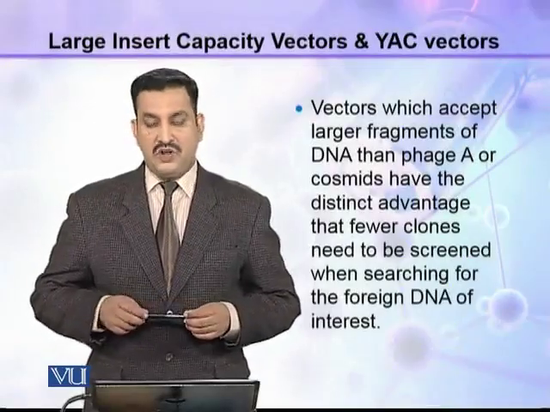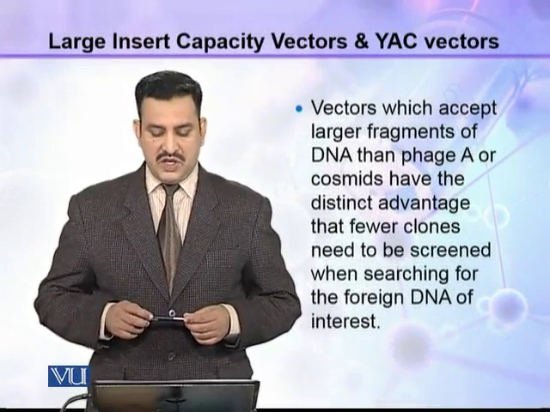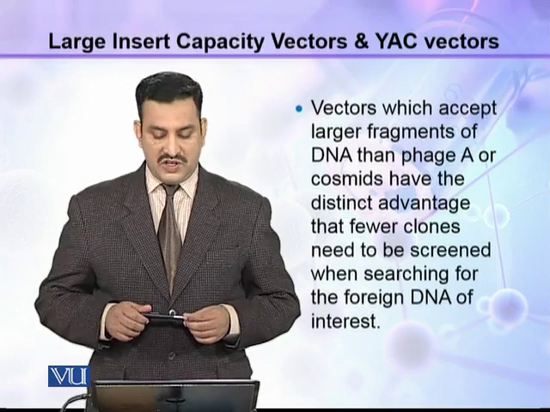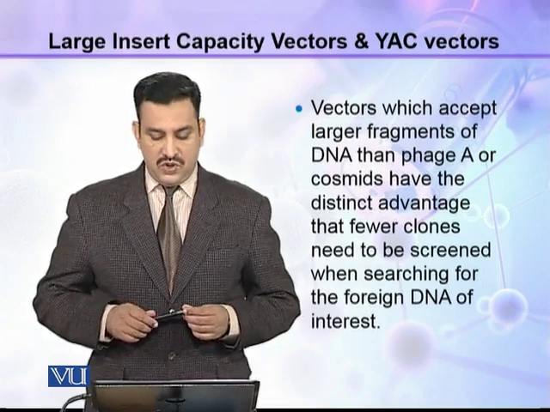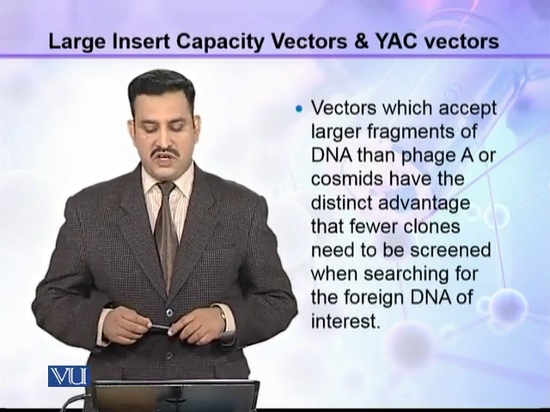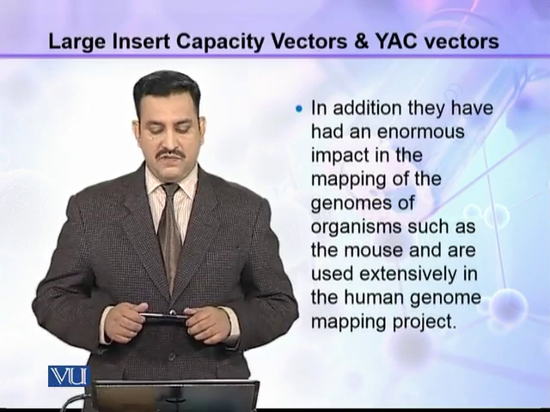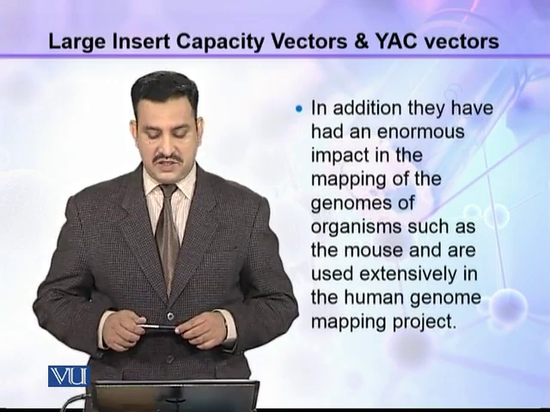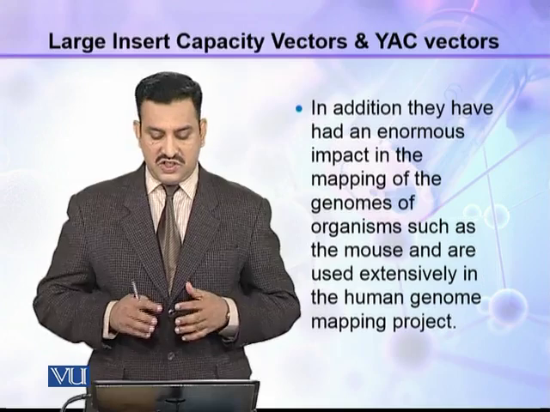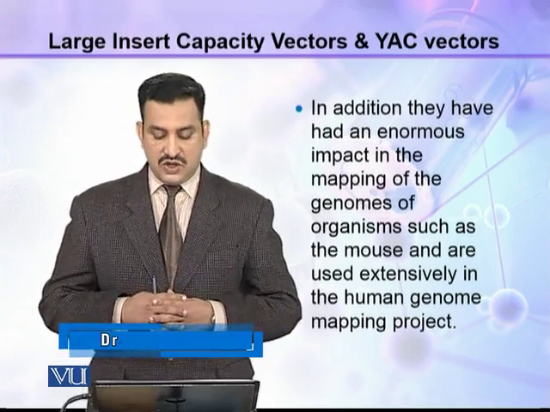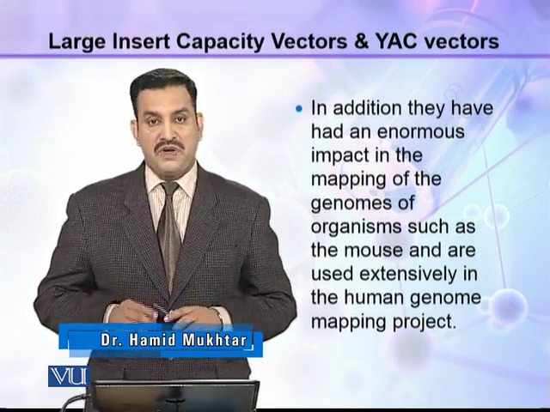Vectors which accept larger fragments of DNA than phage λ or cosmids have the distinctive advantage that fewer clones need to be screened when searching for the foreign DNA of interest. In addition, they have had an enormous impact in the mapping of the genomes of organisms such as the mouse and are used extensively in the human genome mapping project.